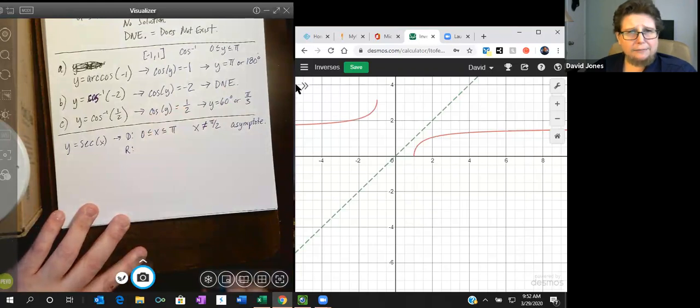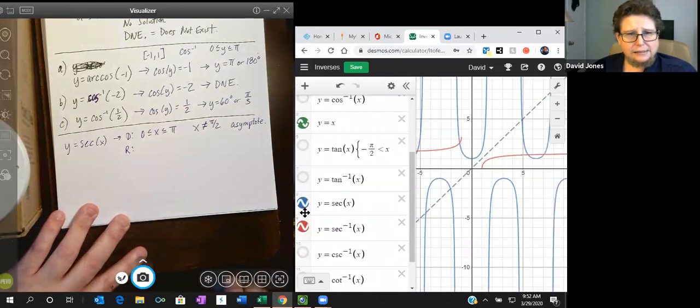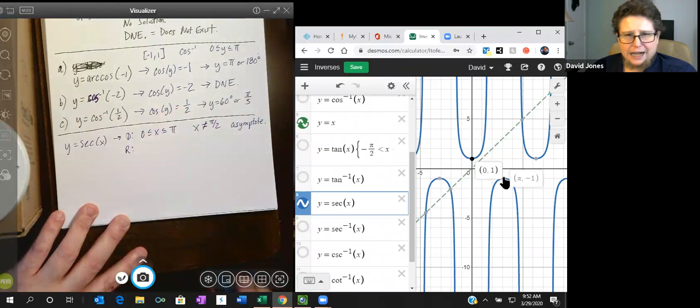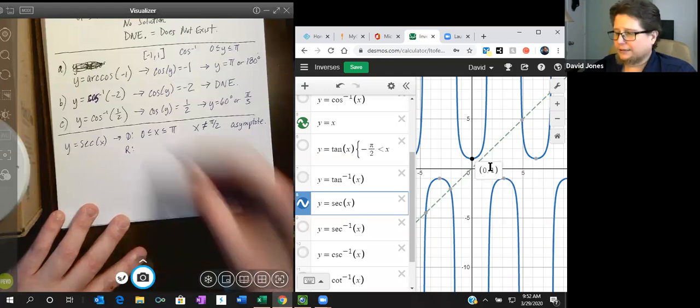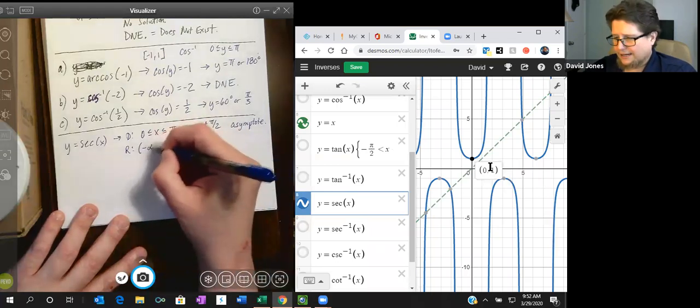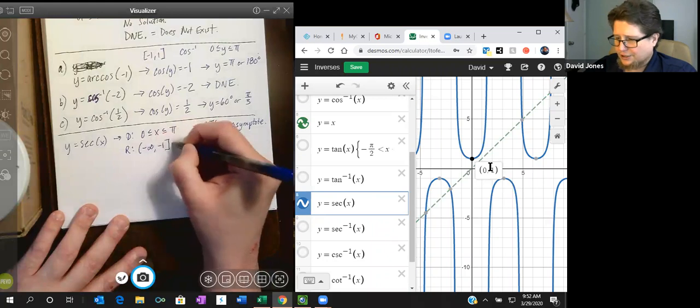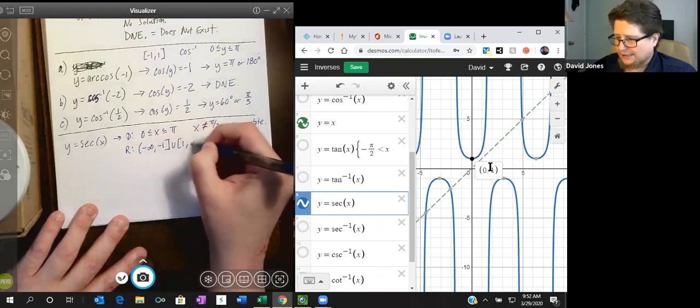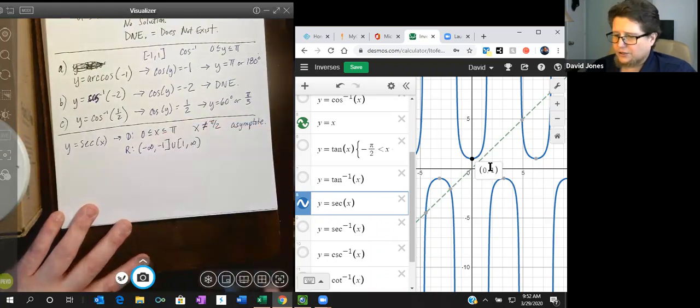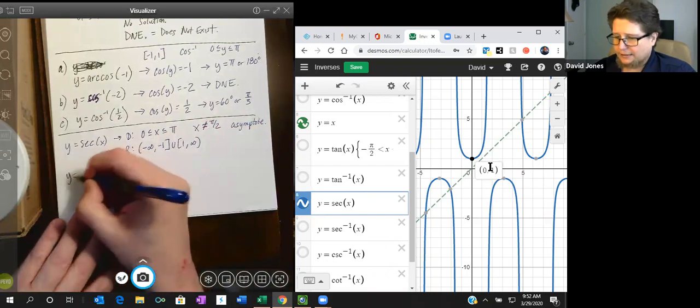looking at secant, goes from 1 to infinity and negative infinity to negative 1. It does not hit anywhere between negative 1 and 1. Negative infinity to negative 1 in union with 1 to infinity. So secant inverse is going to swap that.